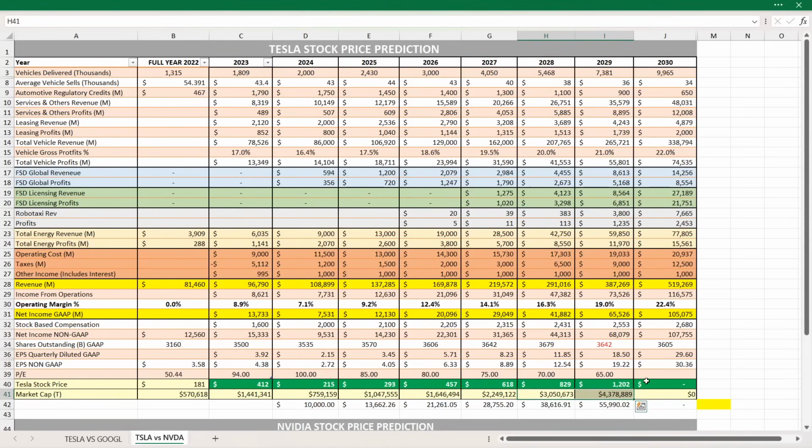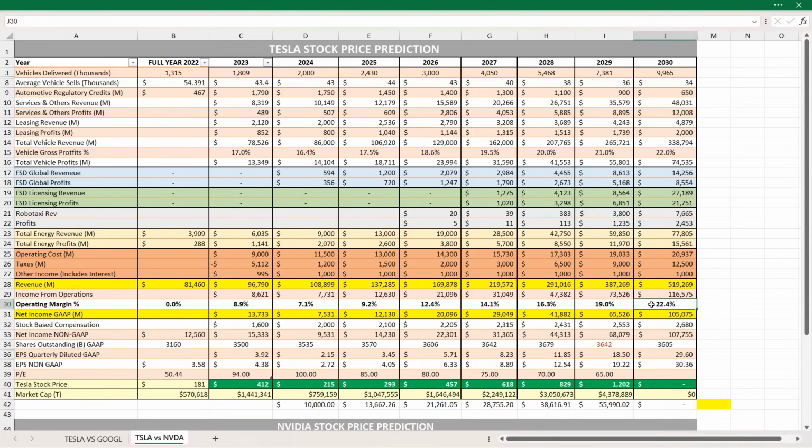You guys can see FSD licensing just going ballistic here, tripling. Robotaxi doubling, and FSD global revenue going up by 50-60%. It's crazy. It's madness what this company can do once this part of the company is solved. It's going to be a crazy time. Over 22% in operating margin. I'm going to give this a 70 PE. The PE went up because FSD licensing is going ballistic. Robotaxi and all this is going ballistic.